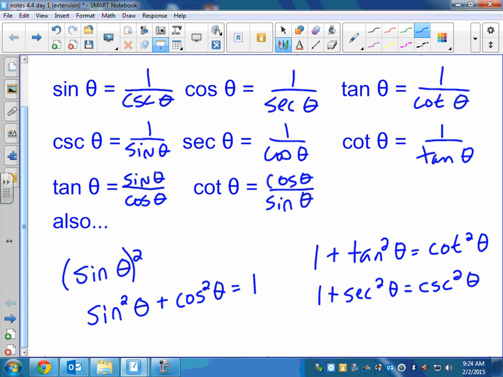We're not going to use these a lot today, but I just wanted to give them to you so that you can see. 1 plus tangent squared, yeah, this is wrong. Just kidding. Hope you're using pencil. 1 plus tangent squared equals secant squared. It's all wrong, kids. 1 plus cotangent squared equals cosecant squared. Oops.